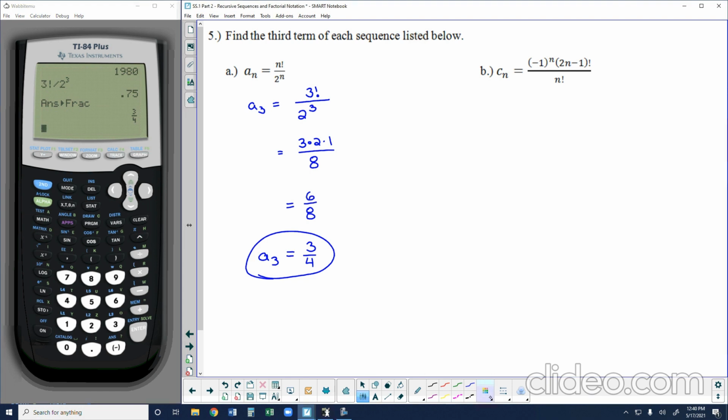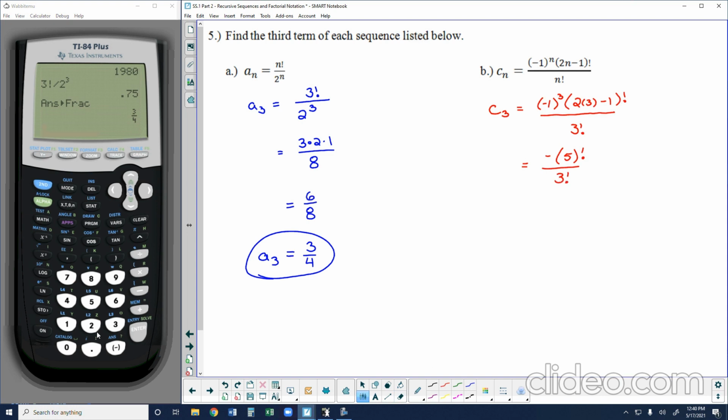Hopefully you've had a chance to do 5B. So we're finding the third term here. It says c sub n, which is the same notation, just using a different variable for the term. So we want the third term, which would be -1 to the third power, times 2 times 3 minus 1 factorial, all over 3 factorial. So you can simplify this if you wanted to. -1 to the third would be -1 times -1 times -1, which should just be -1. Inside the parentheses, I would have 2 times 3, which is 6 minus 1, so 5 factorial over 3 factorial.